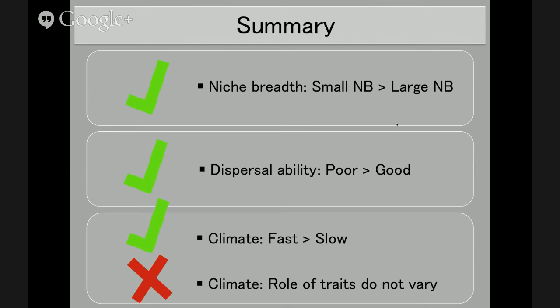And then finally, regarding our hypothesis of climate change, it was supported in that more speciation and extinction occurred in the faster climate change scenarios and then ramped down as climate slowed. But the relative importance of dispersal ability and niche breadth was not constant across these climate change scenarios. Instead, what we found was that in the faster climate change scenario, niche breadth was more important, and in the slower climate change scenario, dispersal was more important.